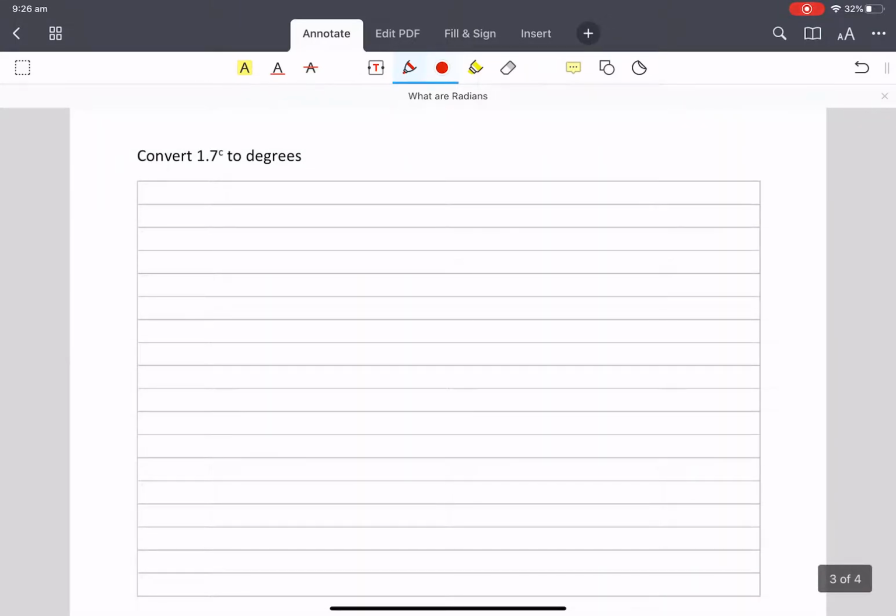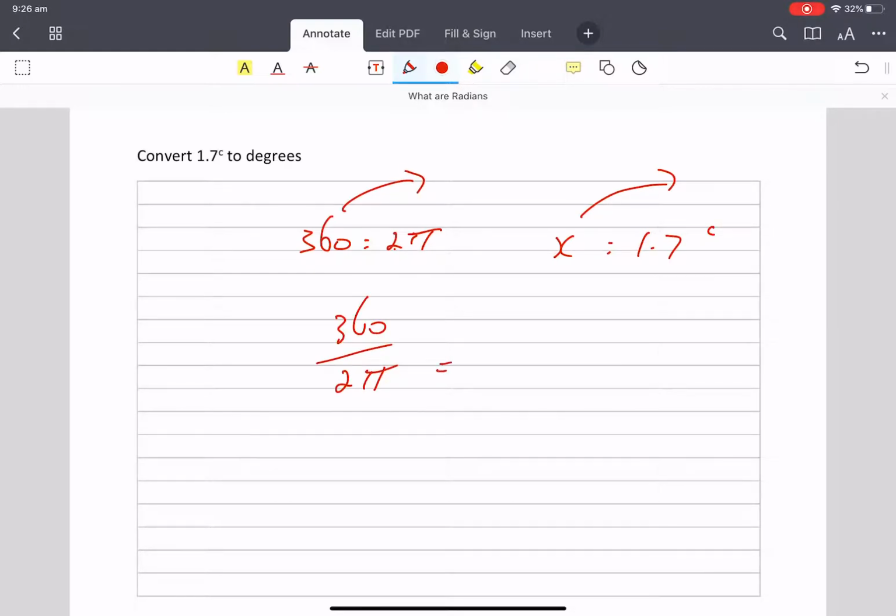Let's go the other way. So again, there's 360 degrees in 2 pi. How many degrees are in 1.7 radians? So I want X to the top, so handy dandy calculator.